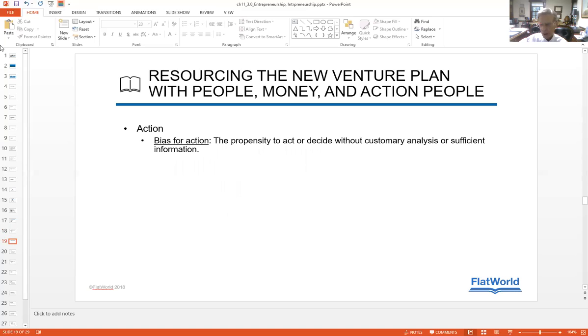Eventually, you have to take action. You have to implement your plan. And here, the suggestion is made that there is among entrepreneurs a bias to take action.